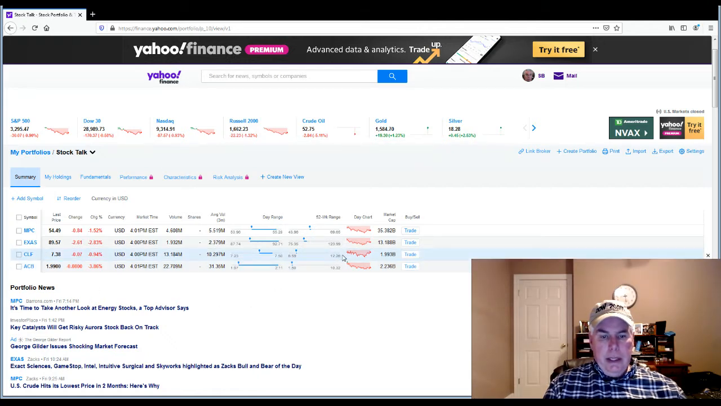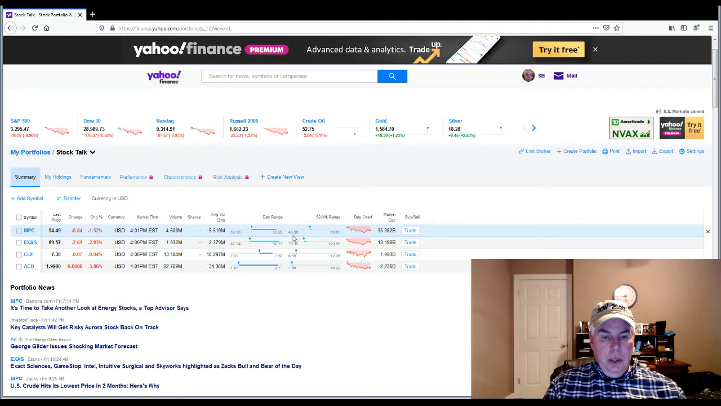This here is the 52-week range. Kind of gives you the same outlook. You can see these are pretty close to the 52-week lows. These are not, they're off that low as far as the low for the 52-week. So that's something you look at as well.